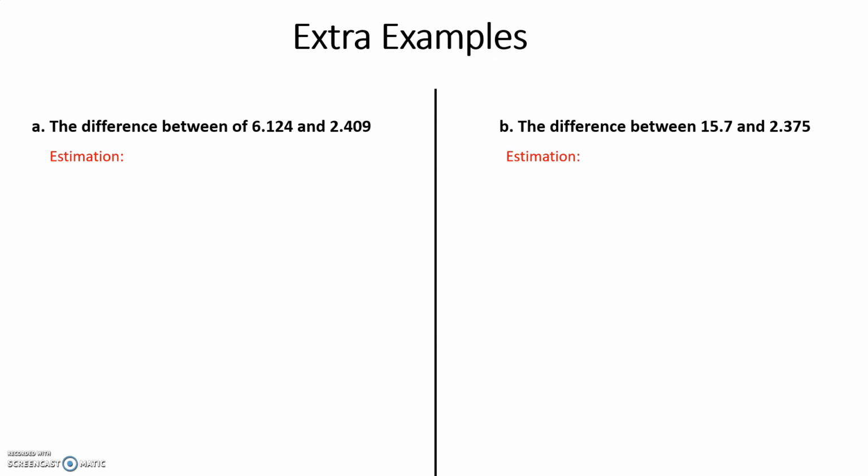The difference between 6 and 124 thousandths and 2 and 409 thousandths. I'm going to subtract. I'm just going to round them both down. So 6 minus 2 is 4. So my estimate is 4. Now line them up, bigger number on top.